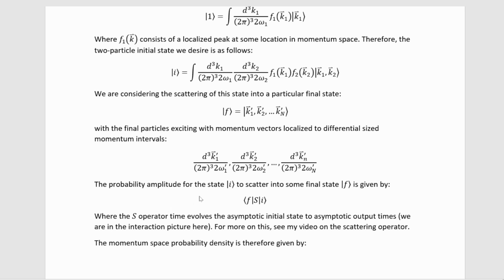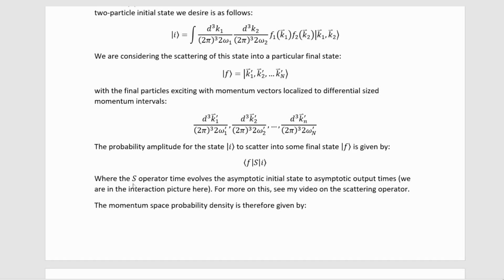The probability amplitude for the initial state to scatter into some final state of this form is given by this matrix element of the S operator, where the S operator time evolves the asymptotic initial state to asymptotic output times, and then we take the inner product with the final state to see what the probability amplitude is that it is in the final state that we've selected. We are in the interaction picture here, so that explanation makes sense. If we were in the Heisenberg picture, it wouldn't, because states don't time evolve in the Heisenberg picture. For more on this, see my video on the scattering operator.